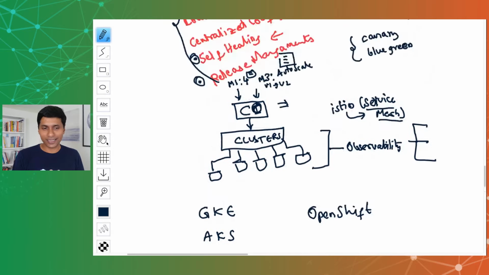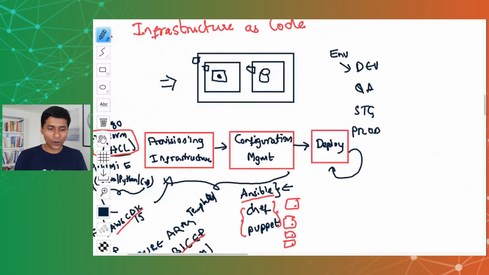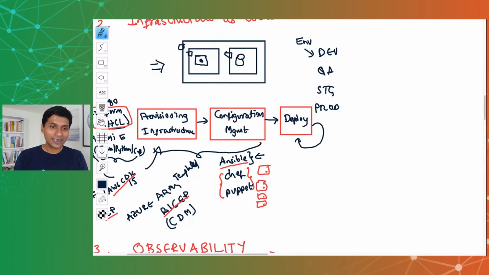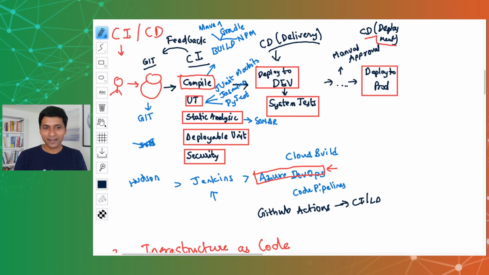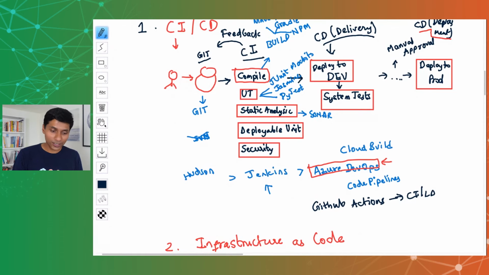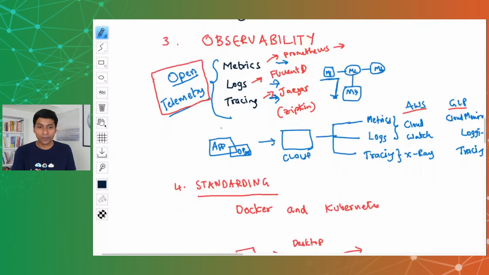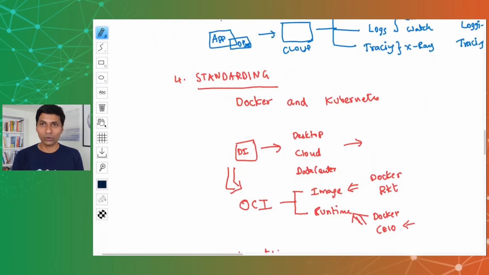So over the last few minutes, we looked at a lot of details related to DevOps. We started with continuous integration, continuous deployment. We talked about continuous integration, continuous deployment, continuous delivery, and we moved into infrastructure as code, where we talked about provisioning infrastructure and configuration management. And we talked about observability, where we talked about metrics, logs, tracing. And at the end, we talked about standardizing, Docker and Kubernetes.